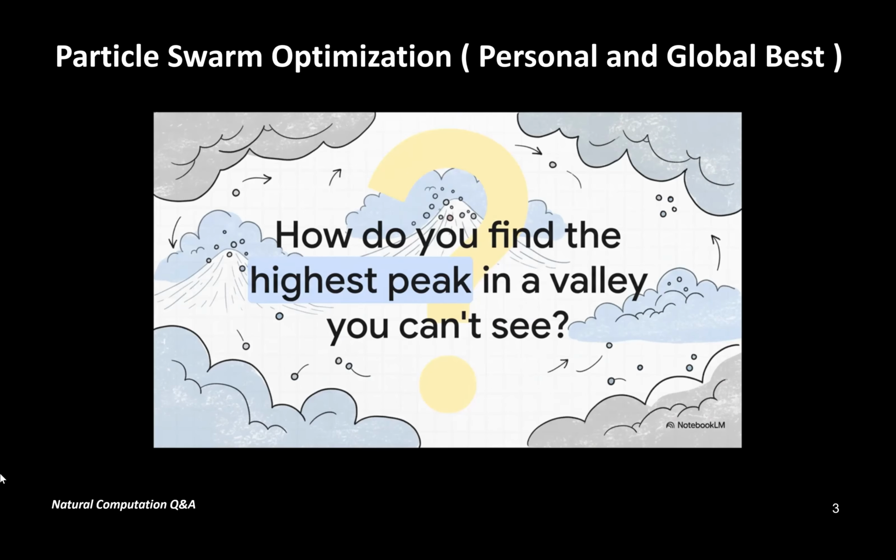To really get this, I want you to imagine something. Picture this. You're standing in a massive valley, and it's completely filled with a thick fog. You just know there's a highest peak somewhere out there, but you can't see more than a few feet in any direction. So how on earth would you find it? It sounds almost impossible, but it turns out there's a surprisingly elegant way to crack this puzzle.